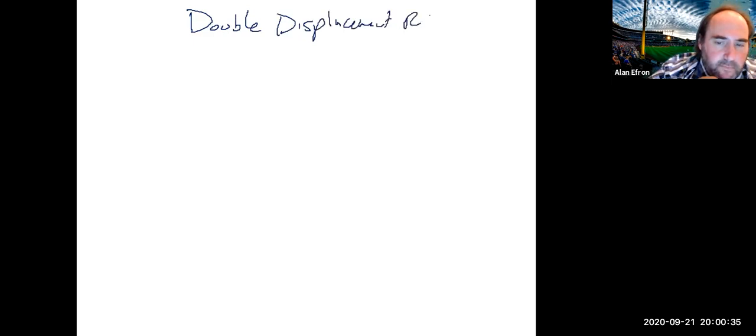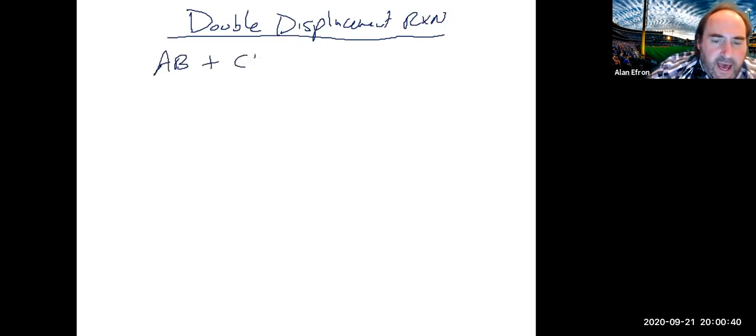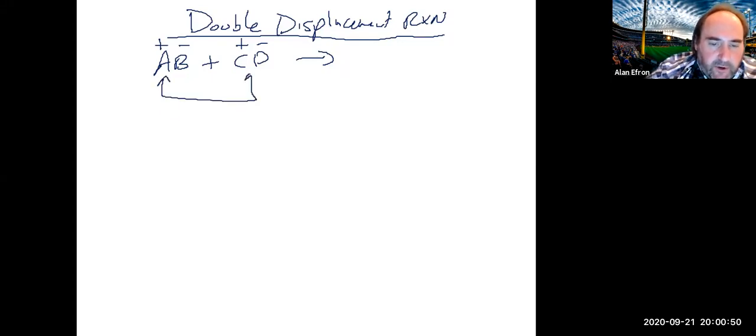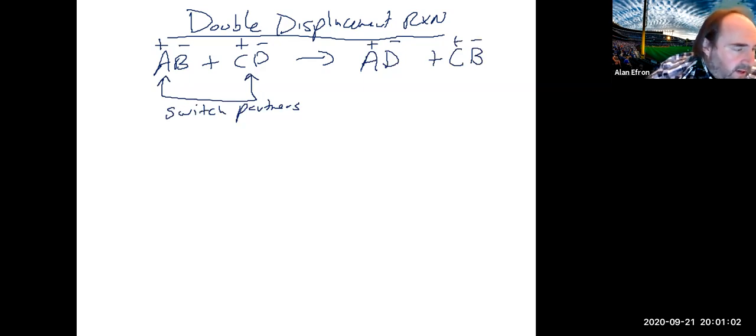Now, the next type of classification is a double displacement reaction. And this is AB plus CD. How you recognize this is these both are ionic compounds. In a double displacement reaction, the two positive guys switch partners. So the A ends up hooking up with the D to make a new ionic compound, and the C hooks up with the B to make a second new ionic compound.